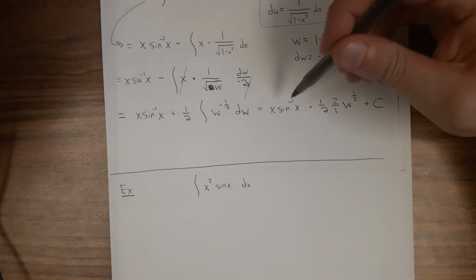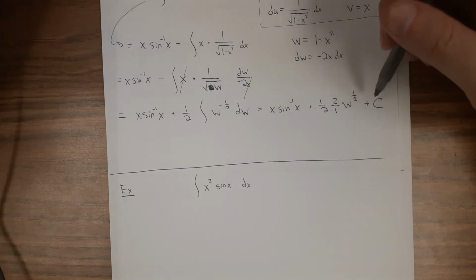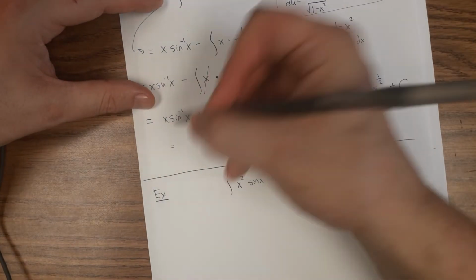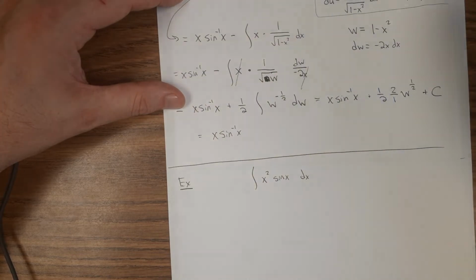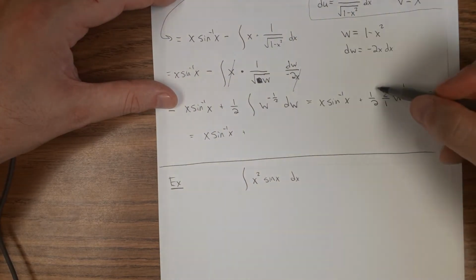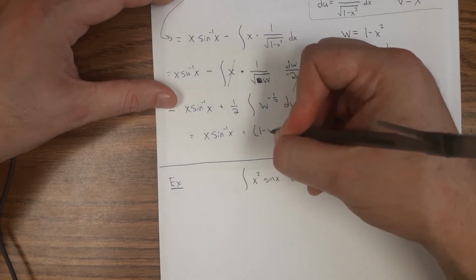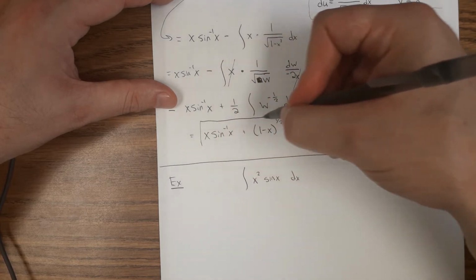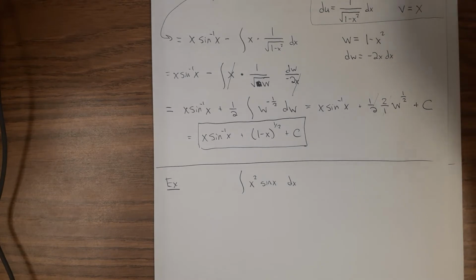Finally, I just want to clean this up and replace, like I want my answer to be in terms of x's. So I'm going to replace w. So x arc sine x plus, of course, this stuff cancels, and I get this to the 1/2 plus c. Okay.